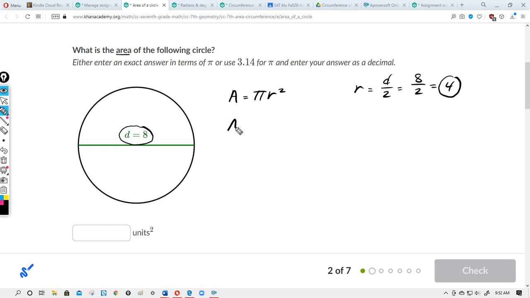And for the area, we said pi is 3.14, and r squared is going to be 4 squared. So 4 squared equals 4 times 4, that's 16. And that whole thing is going to be 50.24. And you just put that number in the box.